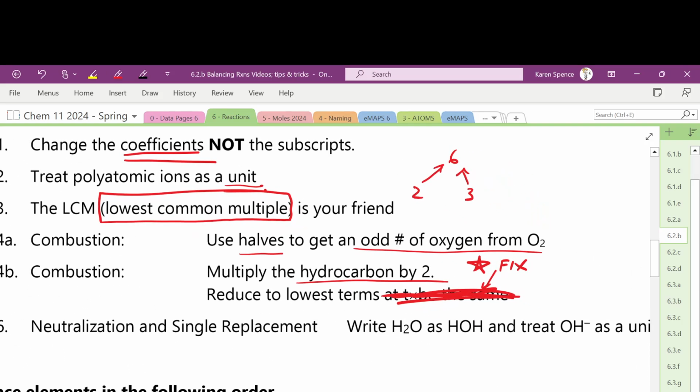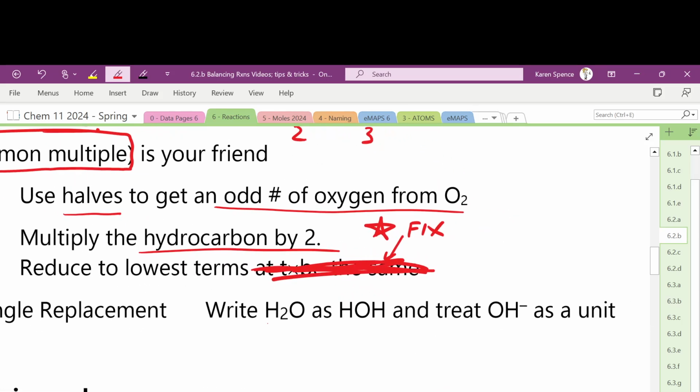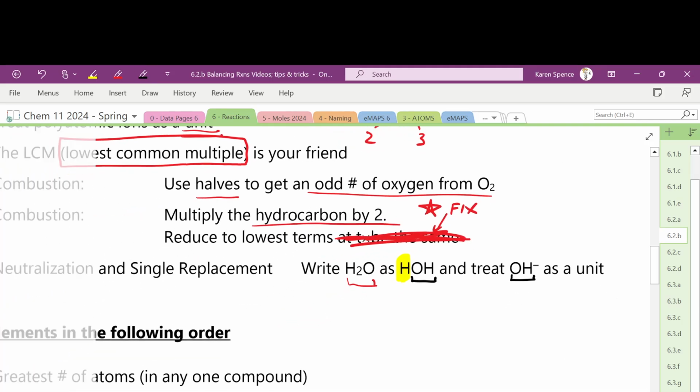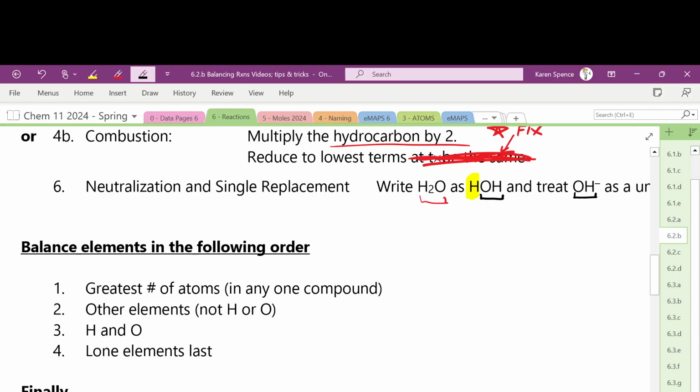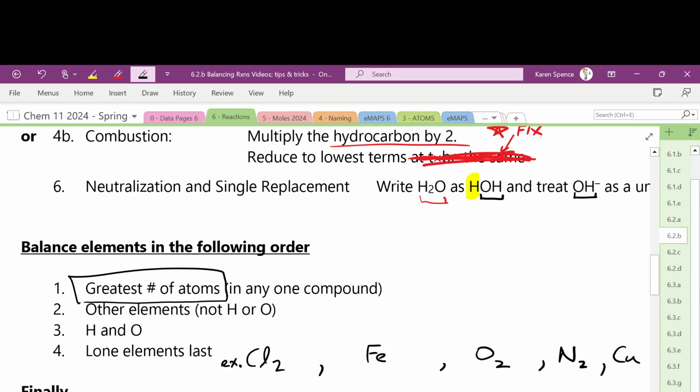Okay, and then neutralization and single replacement. In both of them, it helps to write H2O as H and OH and balance the H and OH minus as a unit. Another generic thing, balance the greatest number of atoms first, and then do other elements, then do hydrogen and oxygen. And if you have any lone elements like Cl2, Fe, O2, N2, Cu, you will balance those lone elements last.